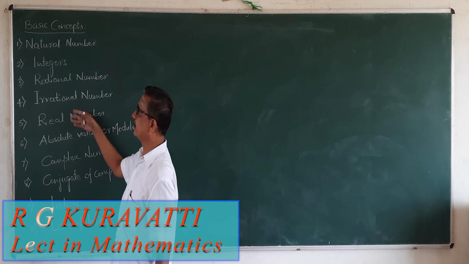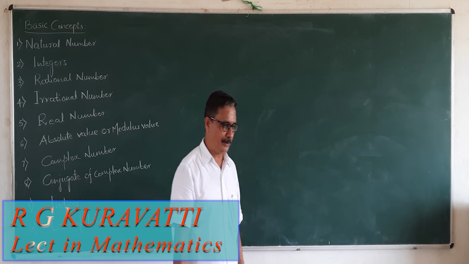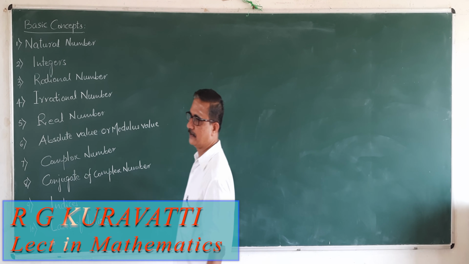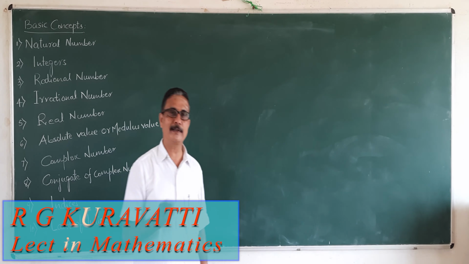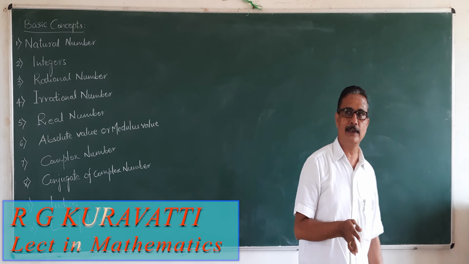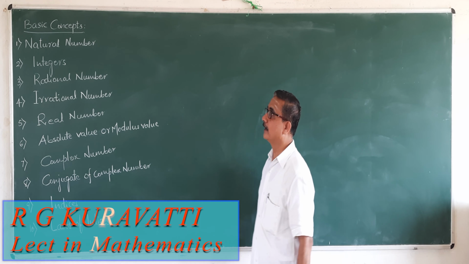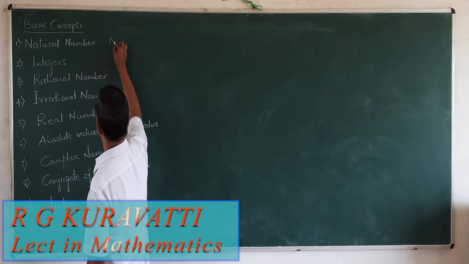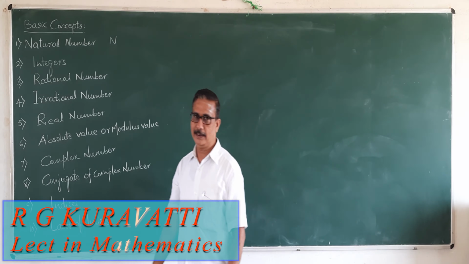I will repeat once again. Define natural numbers. Remember the numbers like 1, 2, 3, 4, 5, 6 and so on. Those numbers are called what? Natural numbers, or another name is counting numbers. The set of natural numbers is denoted by capital letter N.